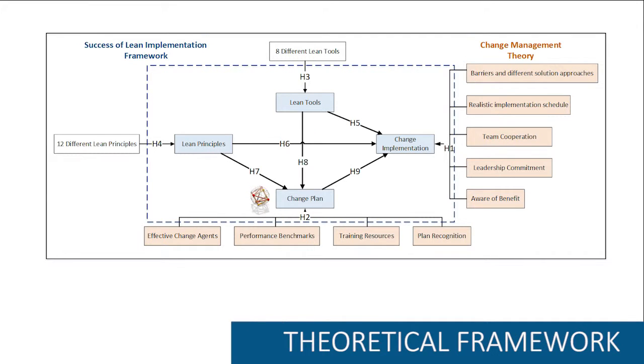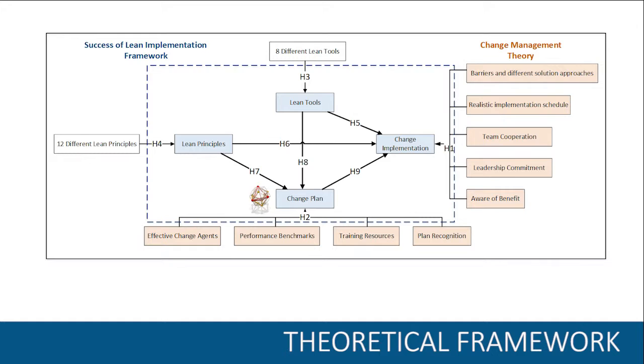Under Change Plan, we have effective change agents, performance benchmarks, training resources, and plan recognition. Under Change Implementation, we have leadership commitment, realistic implementation schedule, team cooperation, barriers and different solution approaches, and communication of benefits. To explore relationships between tools or principles and change process, the other two second-order variables, Lean tools and Lean principles, were set up with commonly used Lean principles and tools.